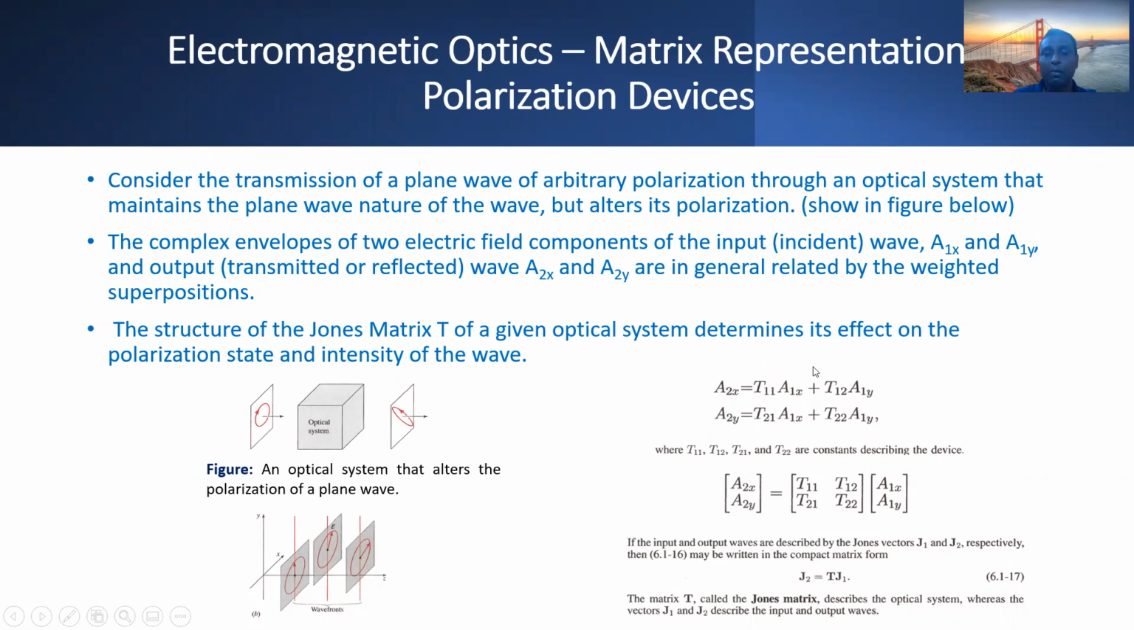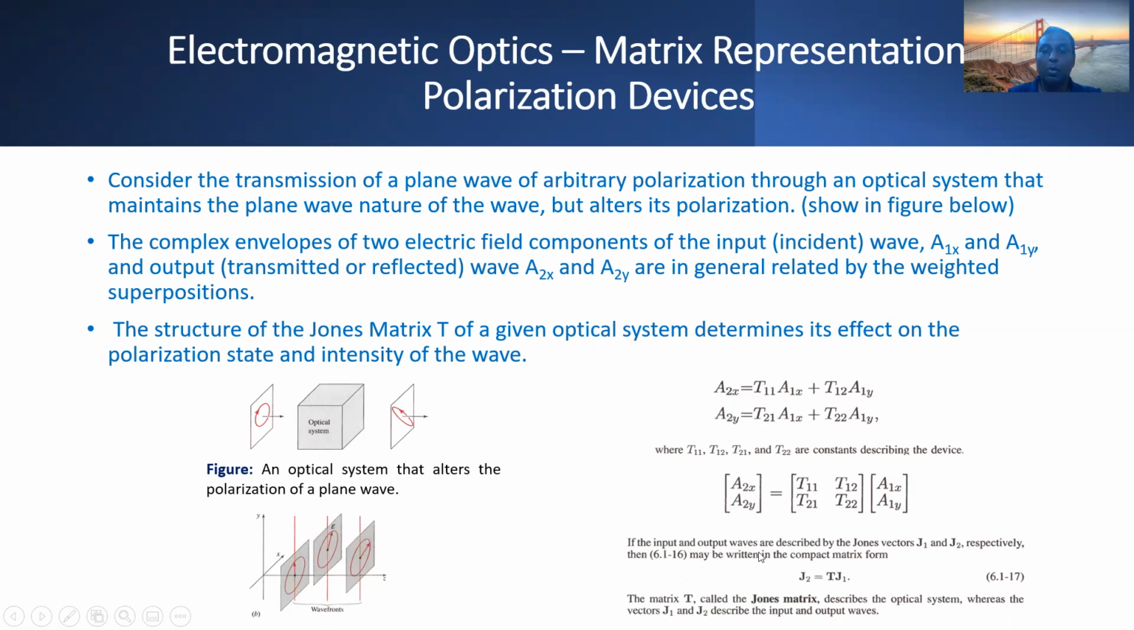Here A2x is equal to T11 A1x plus T12 A1y, and A2y is equal to T21 A1x plus T22 A1y, where T11, T12, T21, T22 are constants describing the device. We can also write these equations in matrix form: A2x, A2y equals the matrix T11, T12, T21, T22, which is the T matrix, multiplied with A1x and A1y.